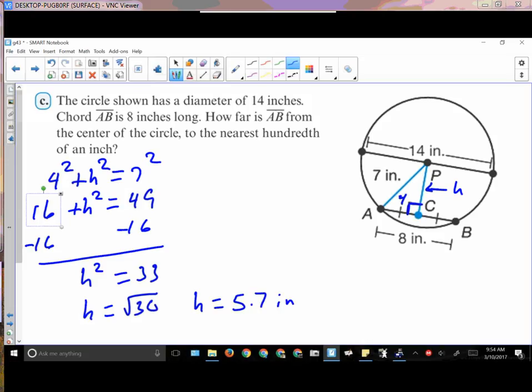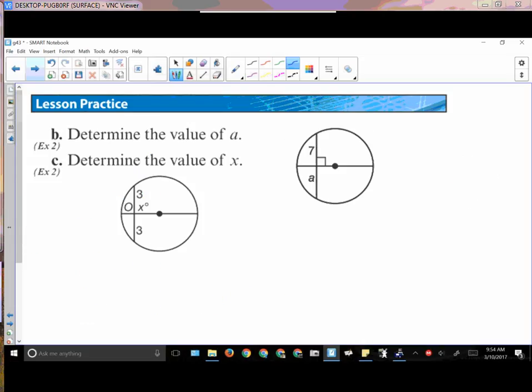But again, this is why we know Pythagorean theorem. That's why we have to know the relationships, so that if we have a situation like this, we can go through and figure out what things are going to be. So I'm going to give you a couple minutes here, or a moment, and I want you to do B and C.